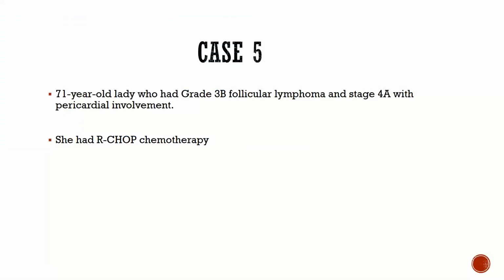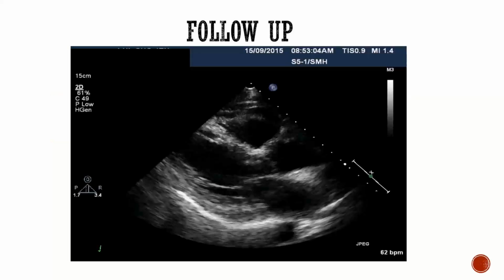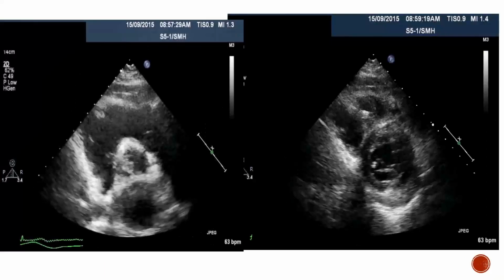So this is a lady who had grade 2, grade 3B follicular lymphoma with involvement of the pericardium. She had R-CHOP chemotherapy after finding this, and follow-up echo almost 3 months after starting chemotherapy showed marked reduction of the anterior RV wall mass, and the pericardial effusion has disappeared. You can see here.